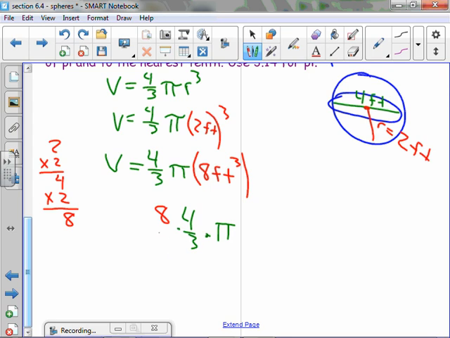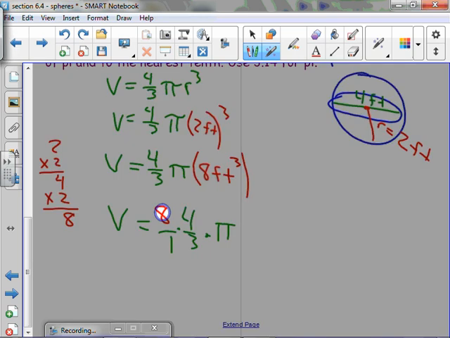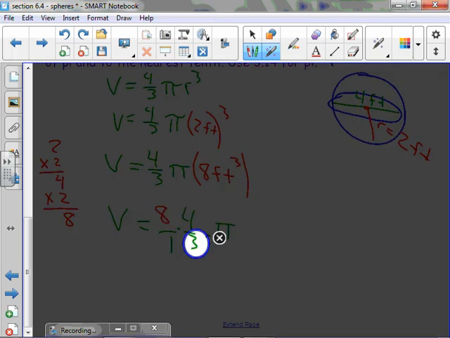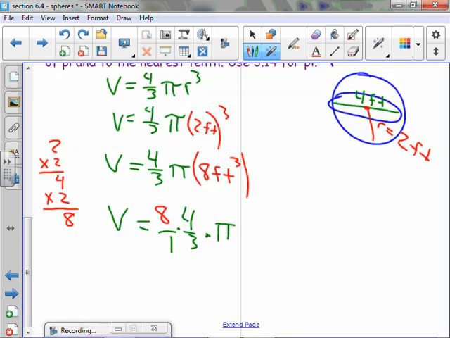And just for the heck of it, I will put 8 over 1. And I will say that this is my volume. I will look to simplify it. But I will quickly notice the 8 and the 3 don't have any common factors. 4 and 1 don't have any common factors. 4 and 3 don't have any common factors, so I can't really simplify this the way I often can.